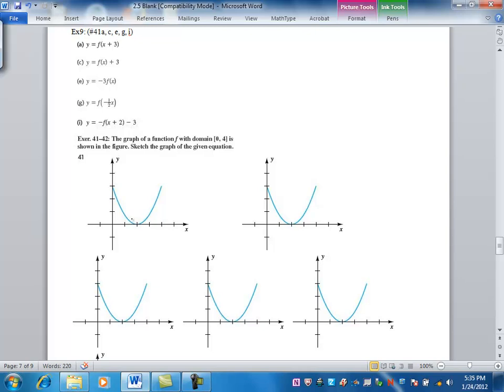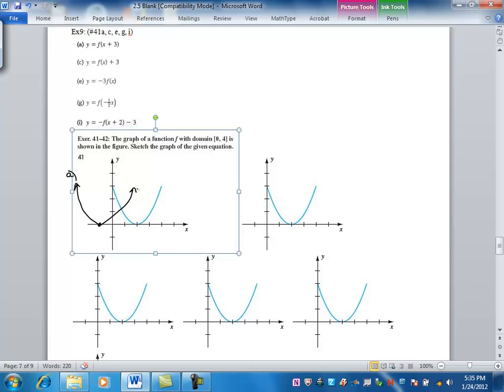So here for part A, we'll see that this is f of x plus 3. We know that this is going to take our graph that we're given and shift everything to the left 3 units. And so we'll sketch in our vertex here. To the left we go. Alright.